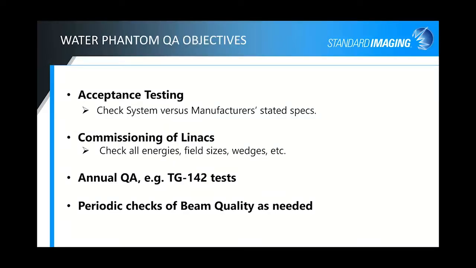Obviously, the objectives of a water phantom are quite broad. Your acceptance testing, when you're checking your LINAC versus the manufacturer's stated specs; your commissioning of the LINACs, checking all your energies, your field sizes, your wedges, etc., to get that data into the treatment planning system; the annual QA, such as TG 142 and the AAPM protocols; and then of course, after your preventive maintenance and any kind of repairs or situational changes, periodic checks of beam quality as they are needed.